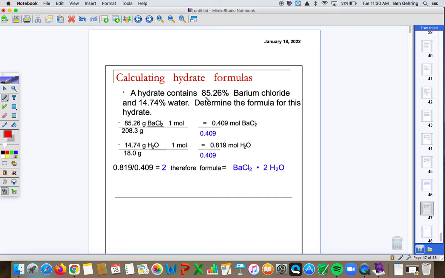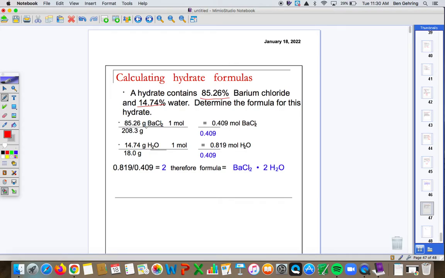So if the hydrate contains 85.26% barium chloride and 14.74% water, what is the formula for my hydrate? Here we're going to do kind of like we did with our empirical formulas. So I'm going to have 85.26% barium chloride, and I'm going to make this into grams. Percent to grams is step 1. So I'm going to take 85.26 grams of barium chloride and divide that by my molar mass of barium chloride, which is 208.3.